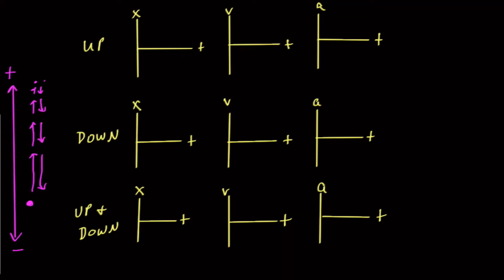So, graphs of motion for projectiles. The first thing to know is a projectile is something that's acted upon only by the force due to gravity. The only force acting on it is its weight. We neglect air resistance. We neglect any other forces acting on it.